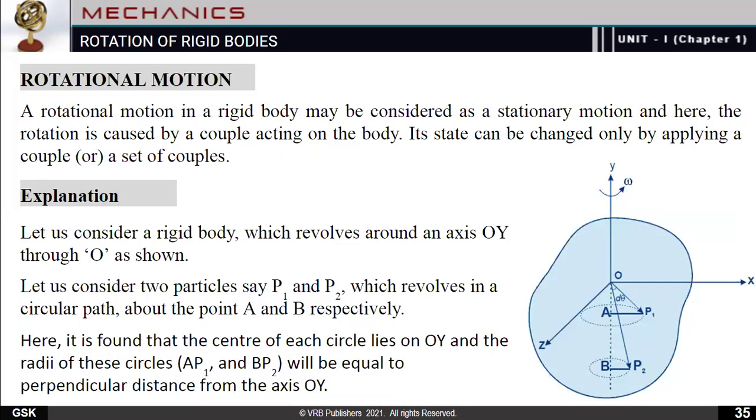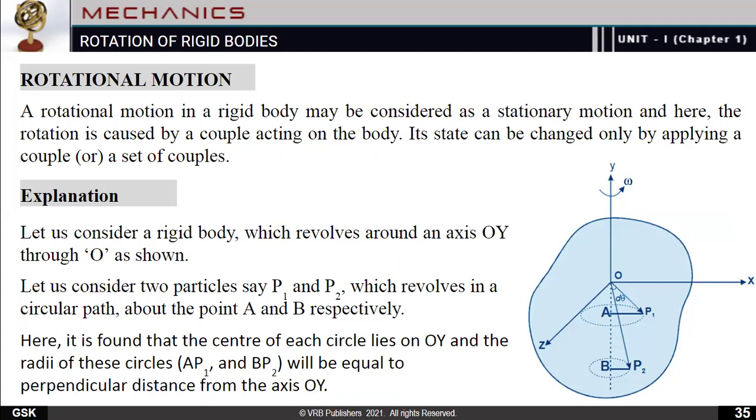Next one, coming to the rotational motion. A rotational motion in a rigid body may be considered as a stationary motion, and here the rotation is caused by a couple acting on the body. Its state can be changed only by applying a couple or a set of couples.